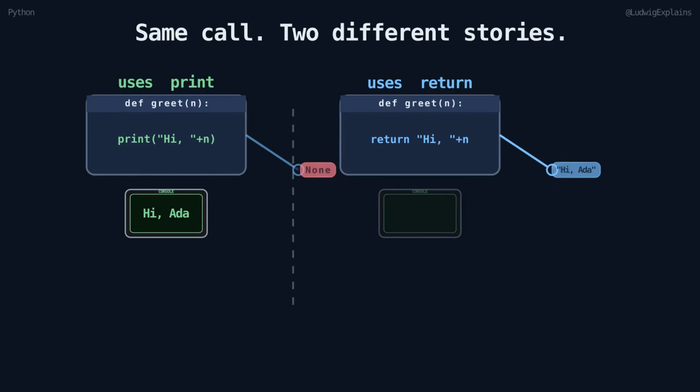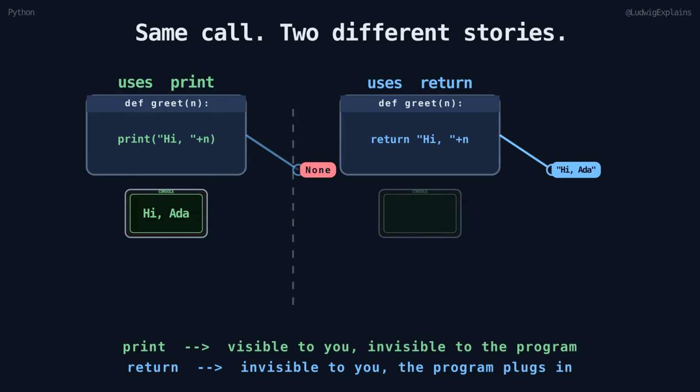Same function, two versions. The print version, screen shows, hello Ada. Wire carries None. The return version, screen stays dark. Wire carries, hello Ada. If you don't store the wire, the return version looks like it does nothing, because the value comes out the wire, and if you don't plug the wire in, it's just lost. That's why your working function suddenly seems broken when you try to actually use it. You were watching the screen the whole time. The wire is what your program sees.